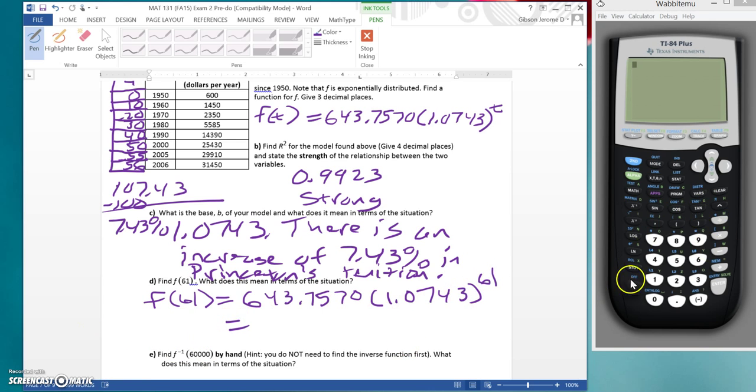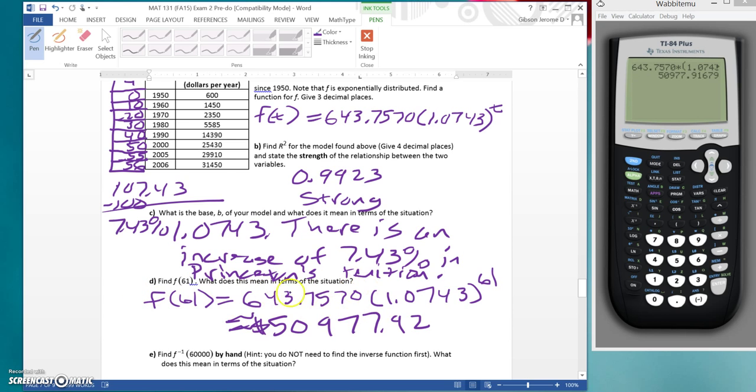So now we will put this in our calculator. We will have 643.7570 times the parenthesis of 1.0743 to the power of 61. And we press enter. So this would give us $50,977.92. Because remember, we're doing this as far as money is concerned, and it's an approximation.